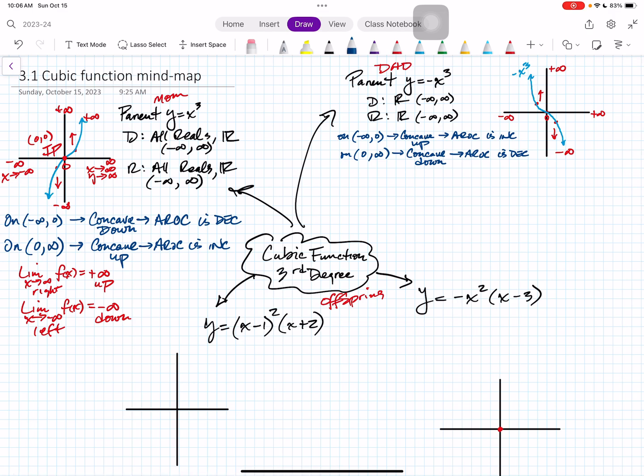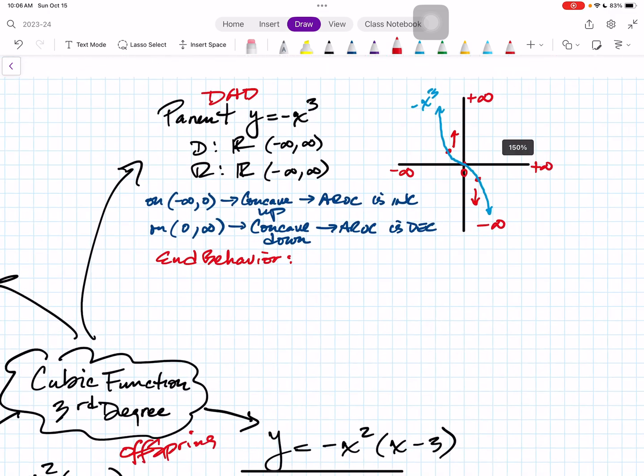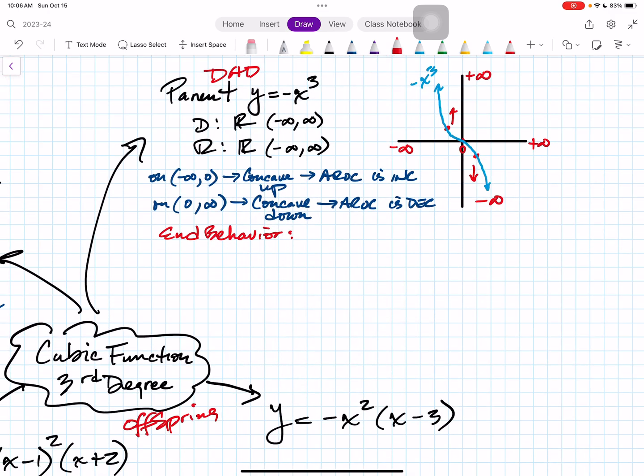So what else? Let me see. Let's talk about the limits here, because the end behavior is different. So let's discuss end behavior. This over here on the left was a discussion of end behavior. Let's do that for dad. When you go left, the function goes up. When x goes to infinity, to the right, the function goes down. So what can I say?